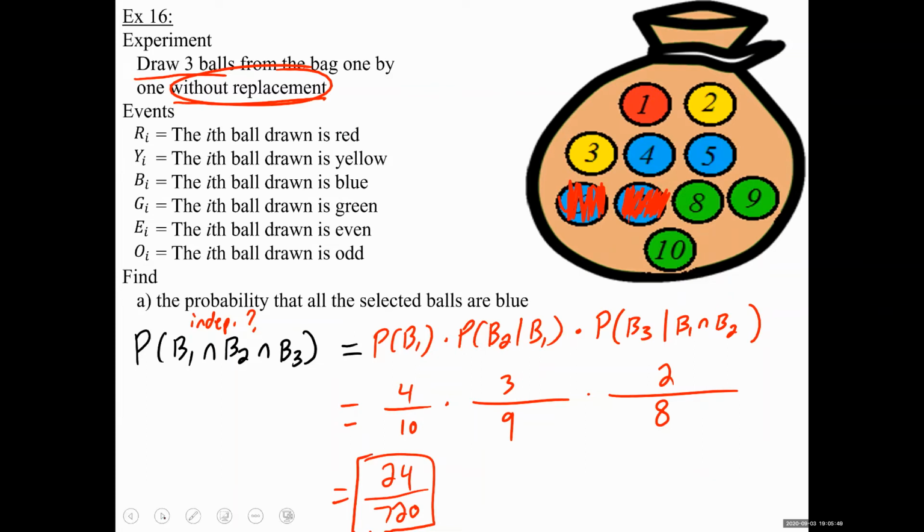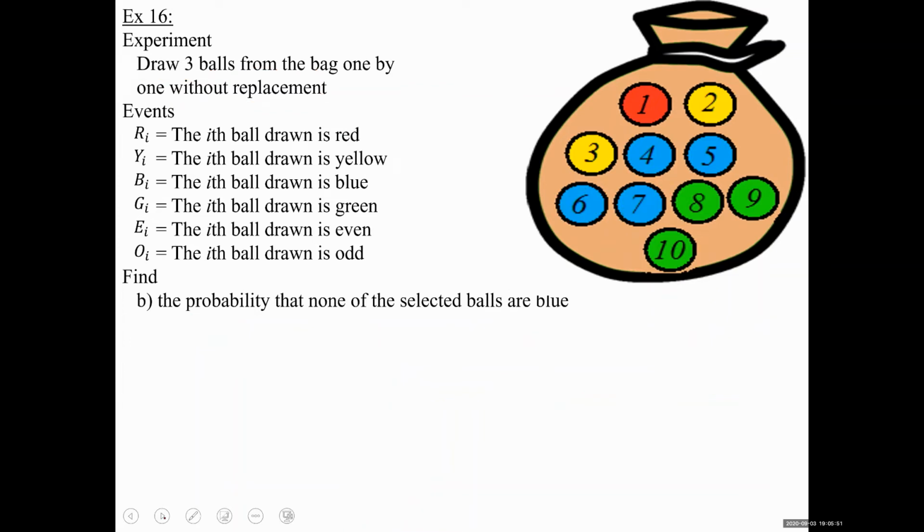Okay, let's do one more of these rephrasing questions. Again, we're drawing 3 balls, one at a time without replacement. Find the probability that none of the selected balls are blue. None of them are blue, and you've got to rephrase that. What does it mean if none of them are blue? It means the first ball is what? I'm drawing 3. If none of the 3 are blue, the first ball is what? Not blue. Exactly. This is how you're going to write that.